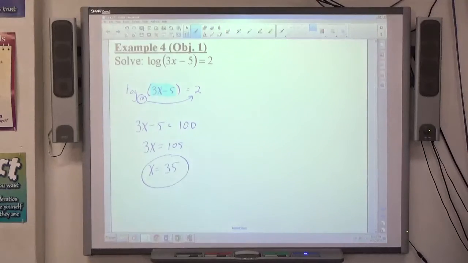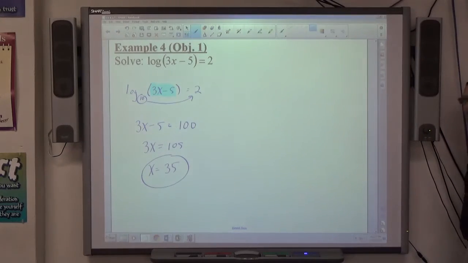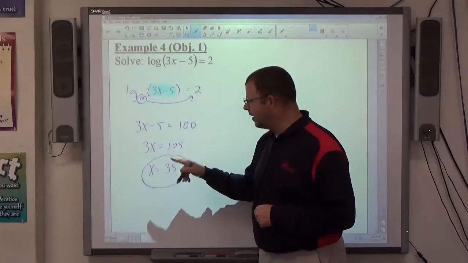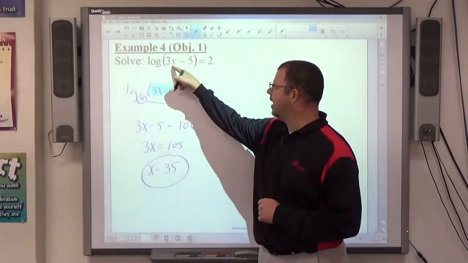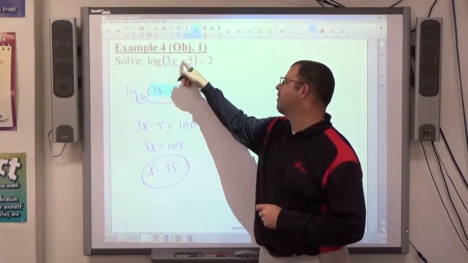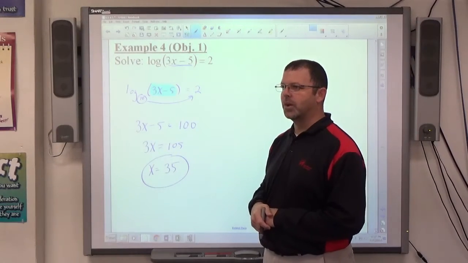Now, one stipulation on a logarithmic equation: you cannot take the log of a negative number. That's a rule, right? We know this rule. So if we can't take the log of a negative number, we need to verify, not that this actually works, but just that this number doesn't create a negative number in the logarithm. So if I try it out, 3 times 35 is 105, minus 5 is 100, not negative. That's a good answer. We're good to go.